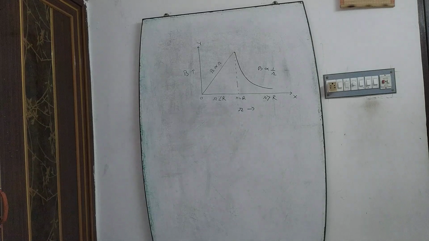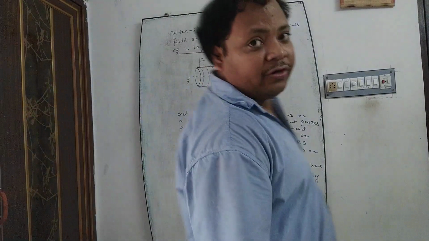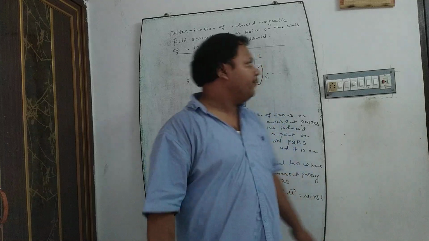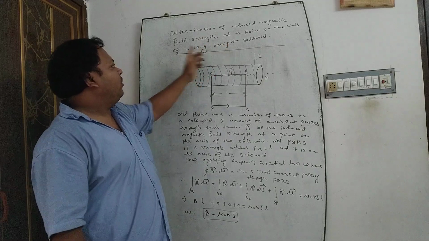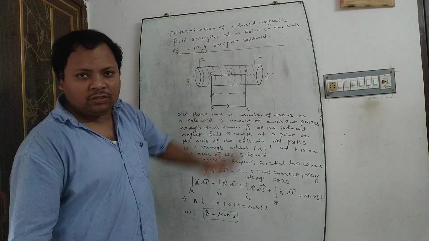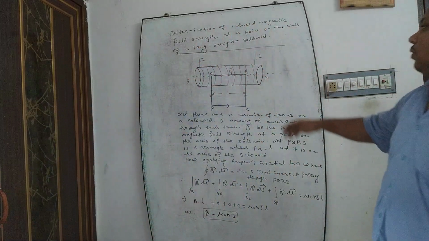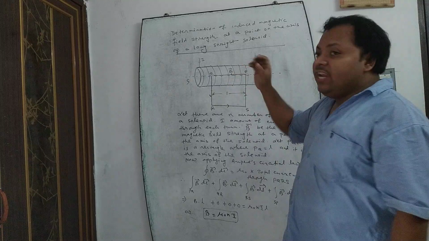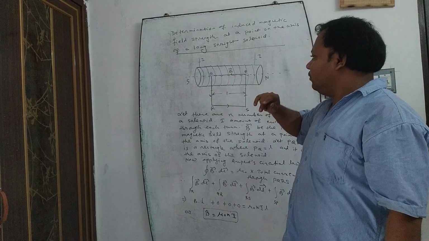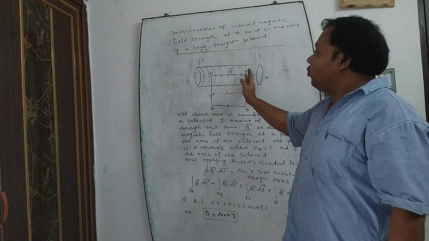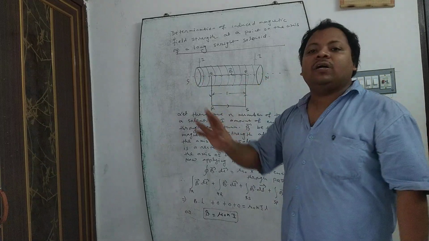Now, another very important application of Ampere circuital law: determination of induced magnetic field strength at a point on the axis of a long solenoid. Let us consider a very long solenoid. B be the induced magnetic field strength at the point on the axis of the solenoid. Here, this point is well inside the solenoid. That is, this point is not the end point of the solenoid.